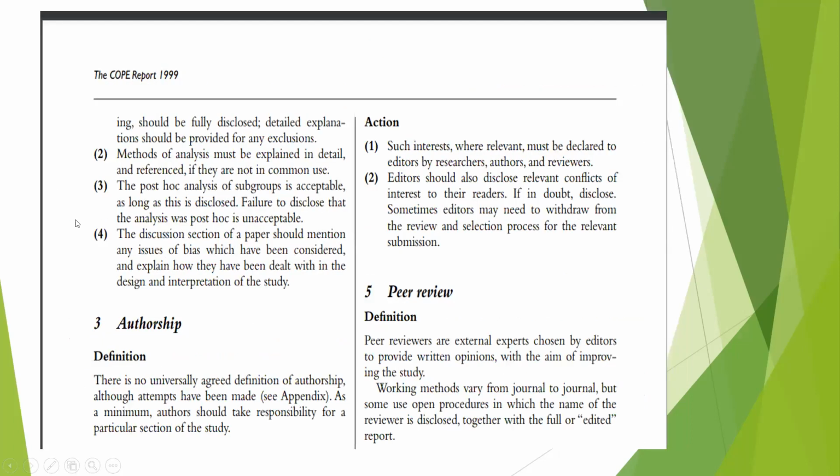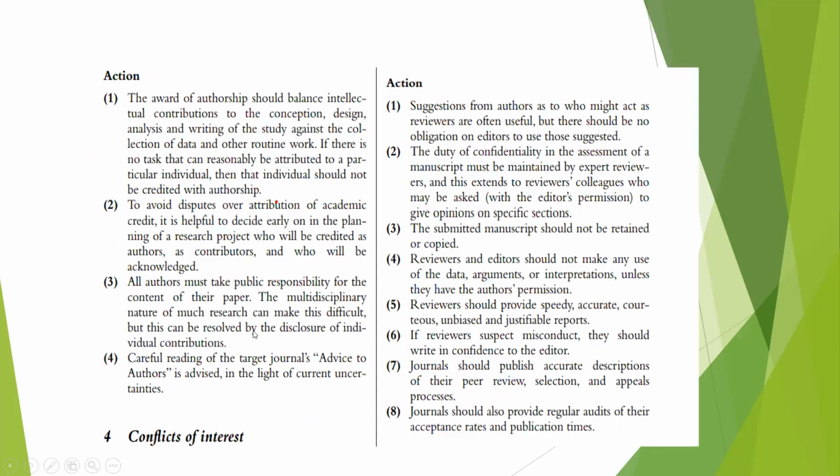Then third is method of analysis. These are the guidelines for writing the research design, how you have to write. So the method of analysis must be explained in detail and referenced if it is not in common use. Then post hoc analysis of subgroups is acceptable as long as it is disclosed. Don't hide anything, disclose everything, then it will be easier for you. Then the discussion section of the paper should mention any issues which are biased and which have been considered and explained. So nothing you have to slip, right?